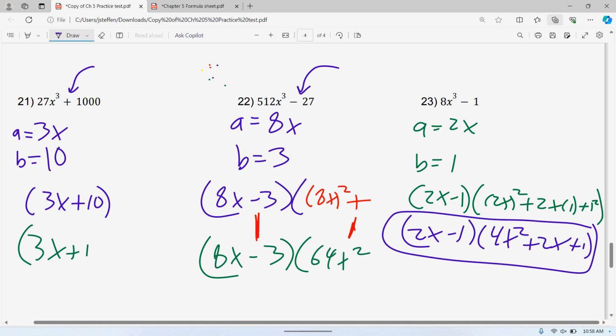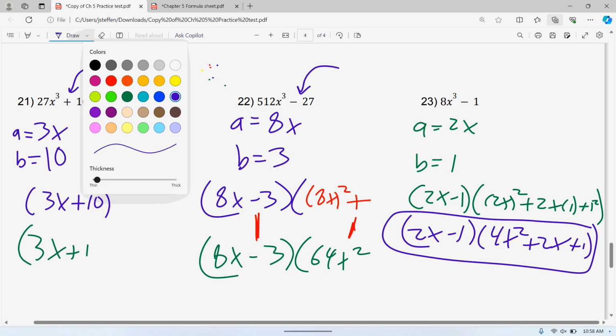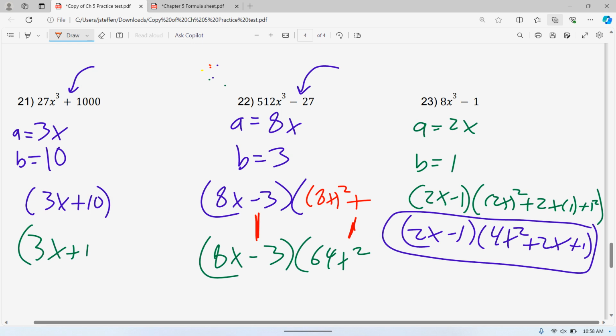For all of them in this chapter, you can do this, but here is a really quick way to double check. If you took 2x times 4x squared, that should give you the 8x to the third. Same thing over here: 8x times 64x squared should give you that 512x to the third. If you get that right, that doesn't mean you definitely got the right answer. But if you get it wrong, then you definitely did something wrong. So it's a good way to do a quick double check. It's not 100% accurate, but it does help to catch if you made a mistake. I think that's it. Cool.